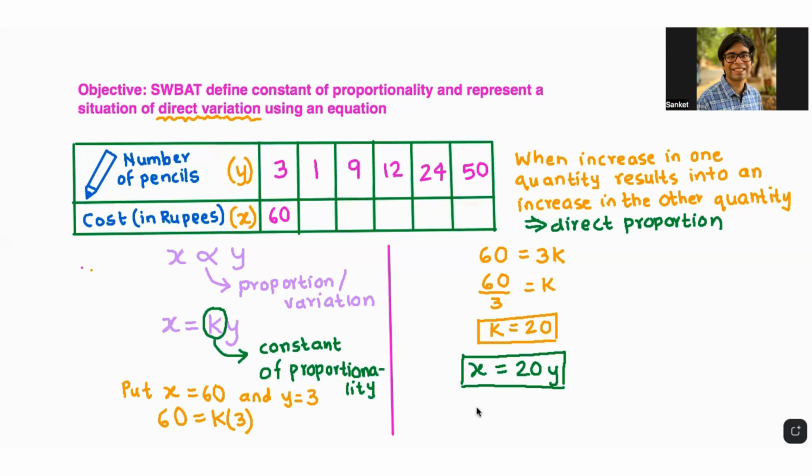So I'm going to put y is equal to 1. I'm going to get x as 20 times 1, which is 20. So I know that if I have one pencil, it's going to cost me 20 rupees.